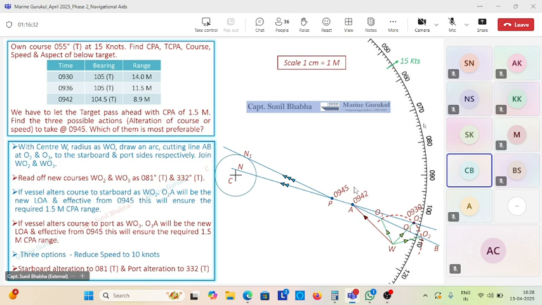Okay. Sir, just 1 minute, sir. Go ahead. You mentioned that, sir, if it was restricted visibility, then we have to reduce the speed. But otherwise, sir, we can still alter to starboard. Yes, you can do starboard alteration also. There is no other ship in the scenario, so you can do a starboard alteration also. No issues. Both options will be available. Thank you, sir.